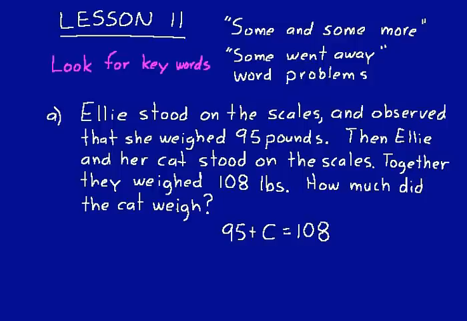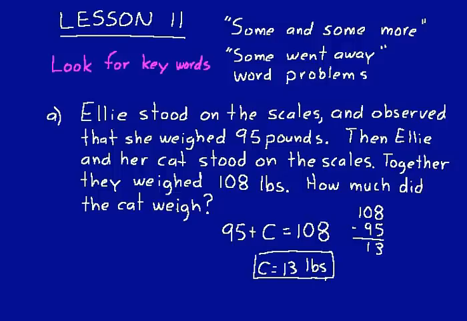Now think about that missing value that you have to find. You have to find a missing addend. And remember from Lesson 3, you learned that subtraction undoes addition. So we could figure out how much the cat weighed by just doing subtraction of 108 minus 95, and we'd end up with 13. So that's how much the cat weighs. You can check your work on that if you want to. Add 95 and 13, that does equal 108. So we could put our units down too. LBS is an abbreviation for pounds. The cat weighed 13 pounds.